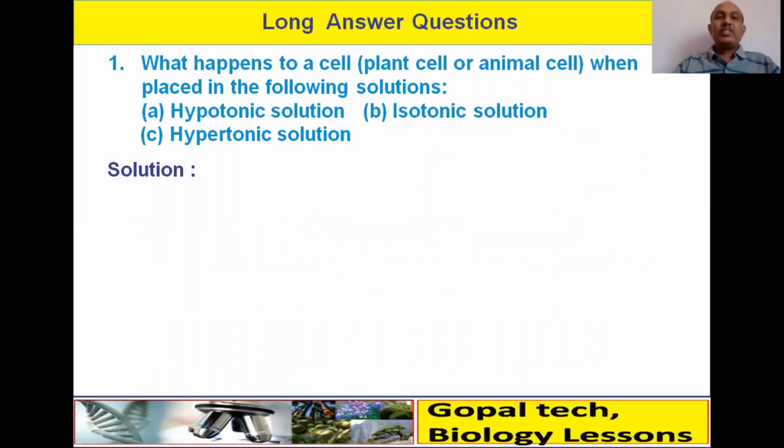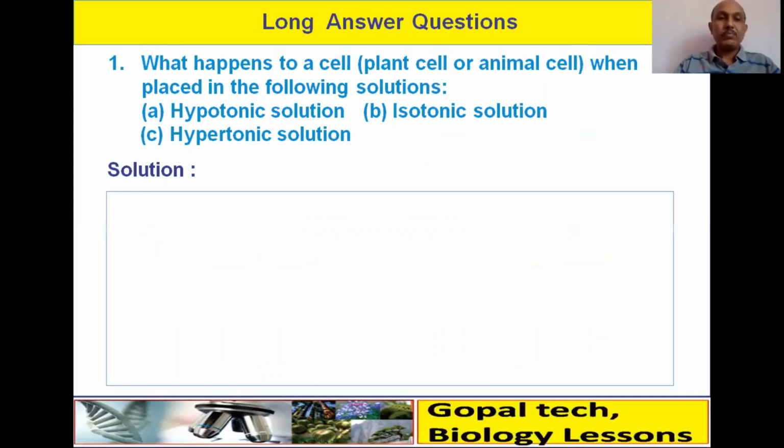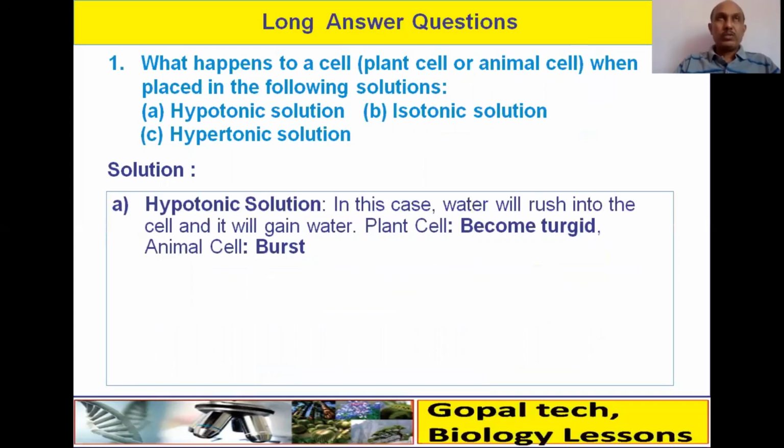What happens to a cell, whether it is a plant or animal cell, when placed in the following solutions: hypotonic, isotonic, or hypertonic? In a hypotonic solution, water will rush into the cell from outside, so the cell gains water. If it is a plant cell, it becomes turgid because the cell wall is there. If it is an animal cell, it swells and then bursts.